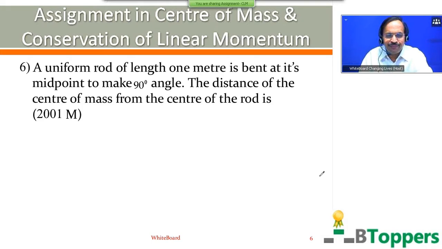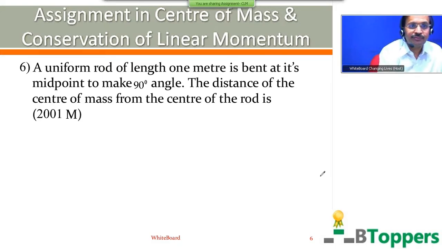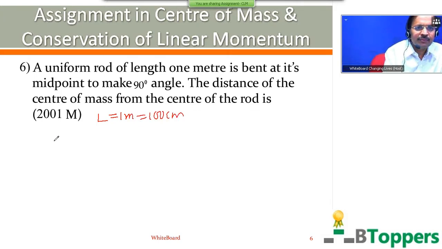Next, look at the question number 6 here. A uniform rod of length 1 meter is bent at its midpoint to make 90 degrees angle. The distance of center of mass from center of the rod is? So here, I find the answer in terms of length of the rod. I denote length of the rod by L, which is given as 1 meter or 100 centimeters.